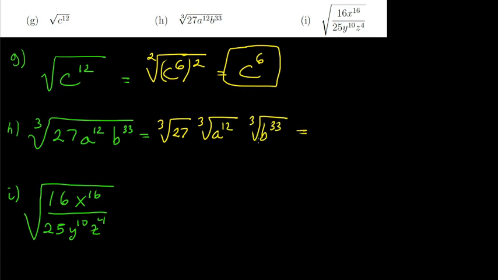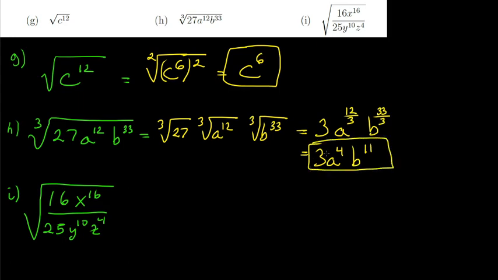Right, so the cube root of 27 is just 3. The cube root of a to the 12, well, one thing I didn't mention in part G is you can also just convert it to an exponent, which is 12 over 3. But 12 divided by 3 is 4, right? So this is just a to the 4. And then the cube root of b to the 33 is b to the 33 divided by 3, which is 11. So there we go, 3a to the 4, b to the 11.